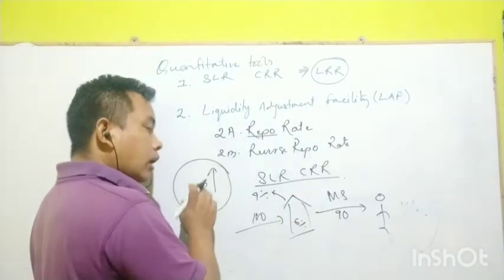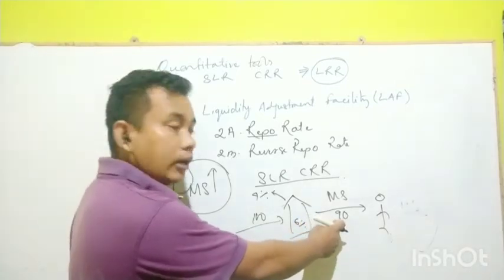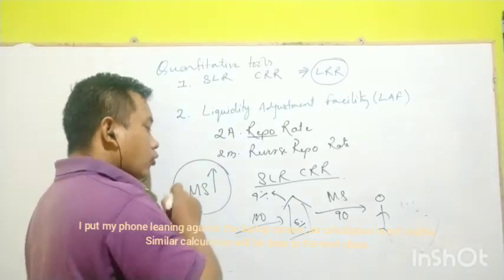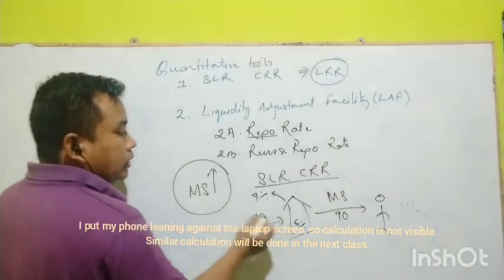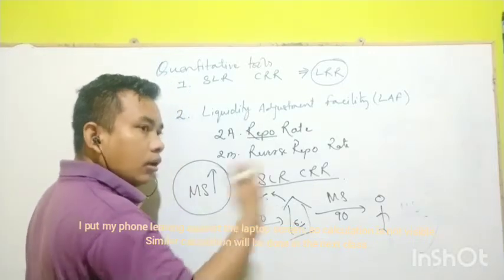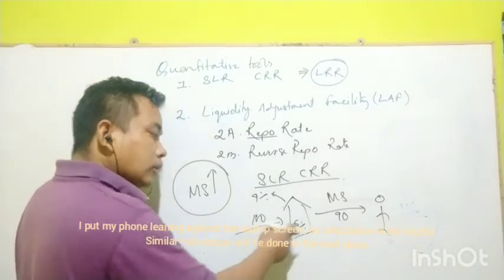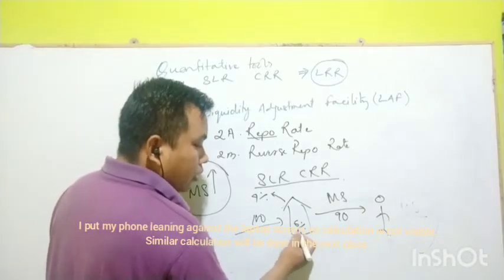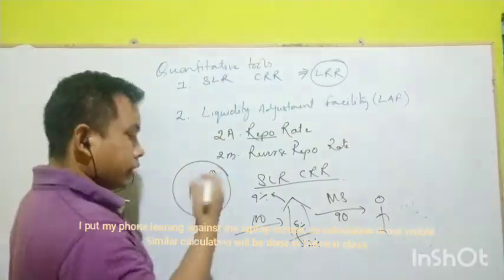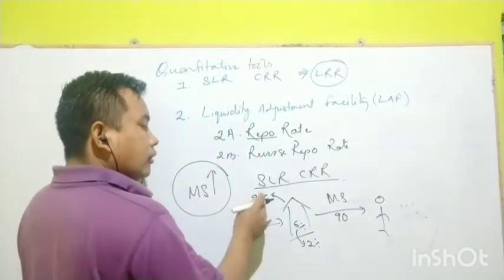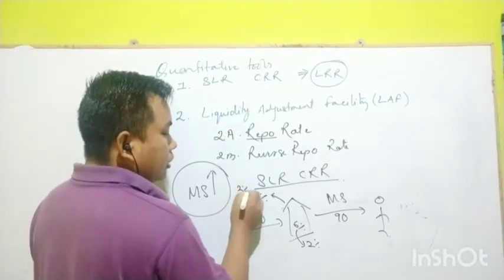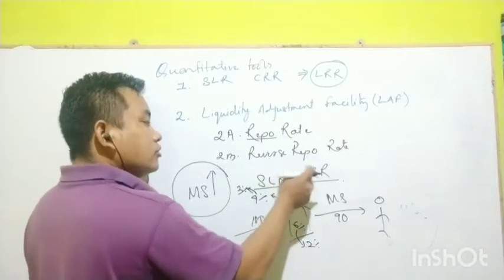Now if RBI wants to increase this money supply of 90 rupees to above 90 rupees, what they can do is simply decrease the deduction here. Now RBI said that SLR is decreased from 6% to 2%, and CRR from 4% to 3%.